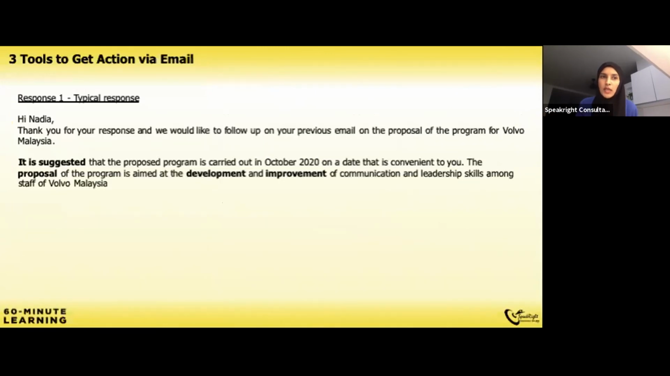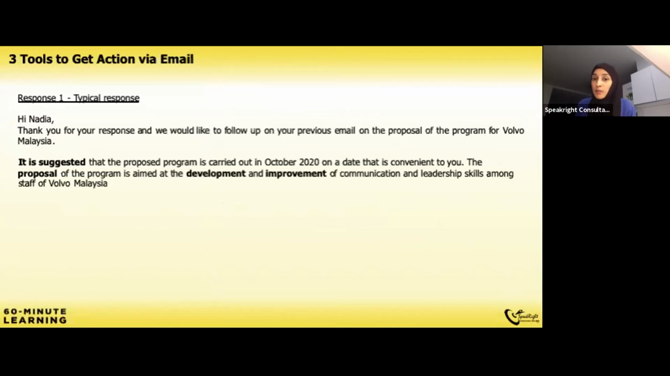Let me show you. Hi Nadia, thank you for your response, and we would like to follow up on your previous email on the proposal of the program for Volvo Malaysia. It is suggested that, passive sentence, that the proposed program is carried out in October 2020 on a date that is convenient to you. The proposal of the program, noun, is aimed at development and improvement of communication, noun, long. Doesn't sound connected, sounds so robot.